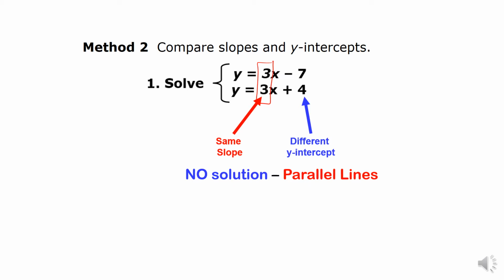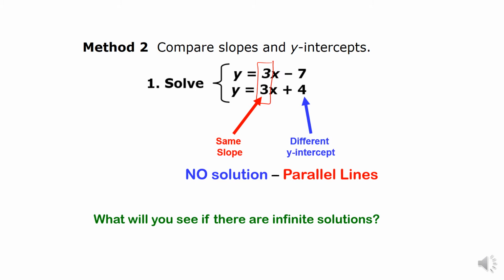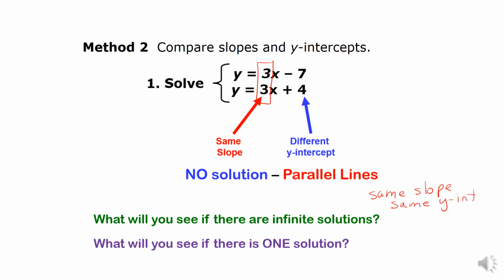So what will you see if there are infinite solutions? You're going to have the same slope and the same y-intercept because it's the same line, right? And what will you see if there's one solution? A different slope. It doesn't matter what the y-intercept is, it has a different slope.